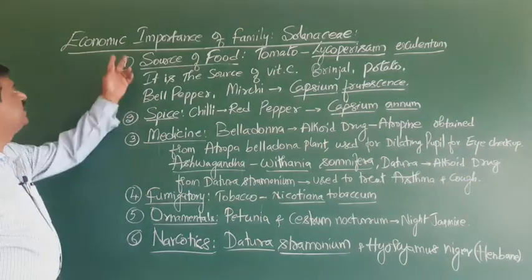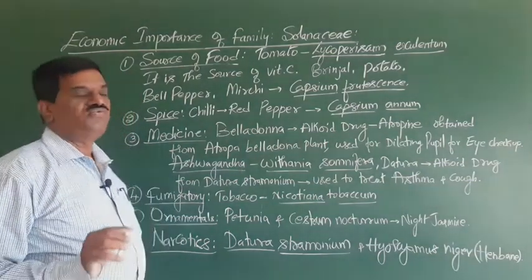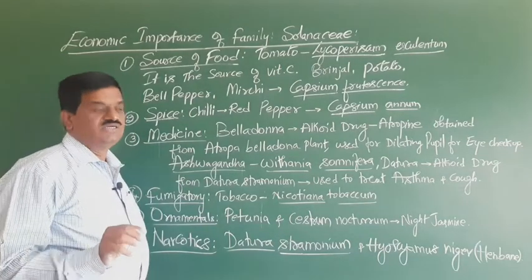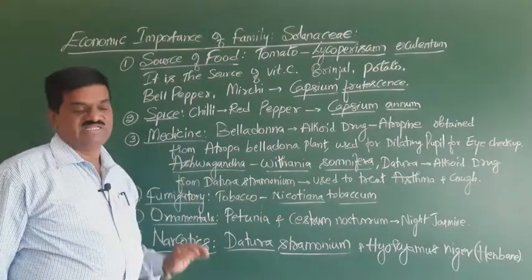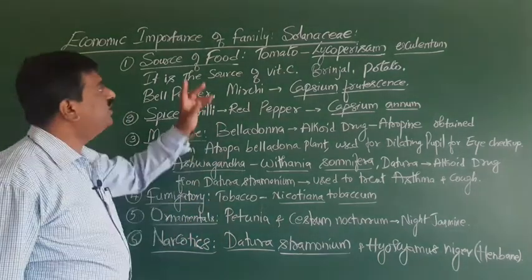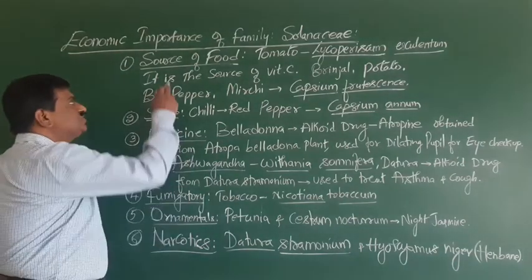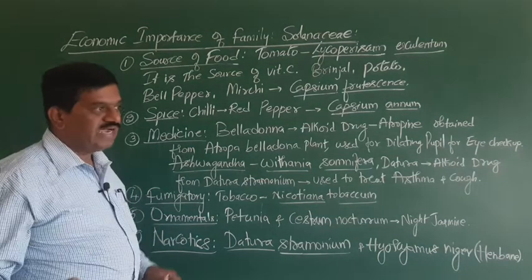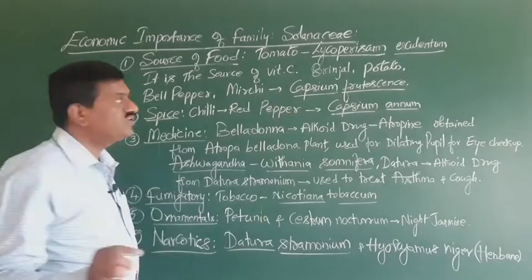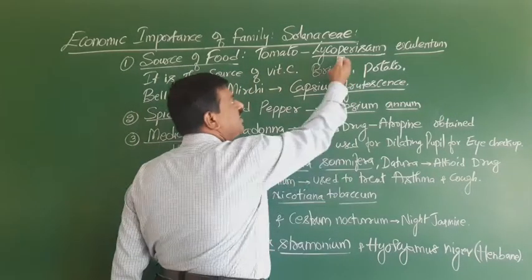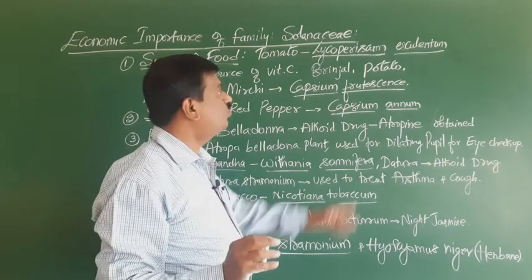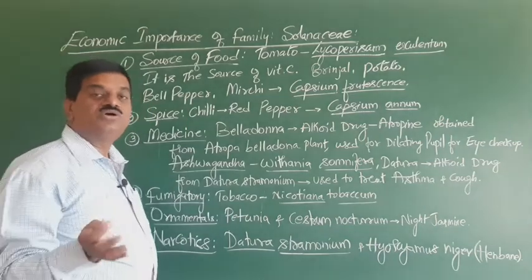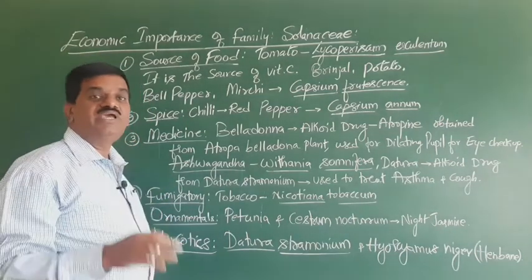So we are going for the next heading, the economic importance of family Solanaceae. Even this is important for exams, it will be asked for 5 marks. So what are the uses from the family? That is called the economic importance of the family Solanaceae. The first point is source of food. The plants coming under this are used as food. So the first one is tomato, Lycopersicum esculentum, the botanical name of tomato. Tomato is nothing but a berry, and it is completely edible.